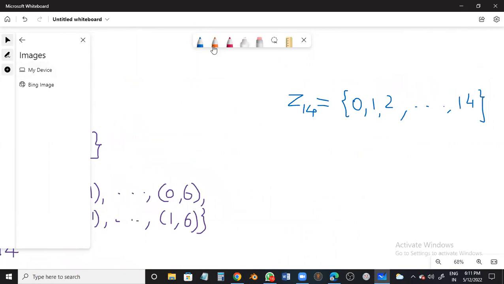Now you see how we'll be able to define an element in Z14. So Z14 can be written as what? Any number, suppose I want to write it as n. How will I write n? I'll write n as n times 1. Can I?